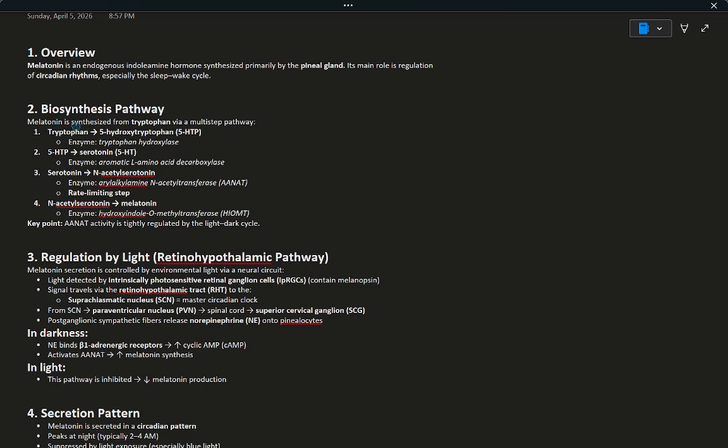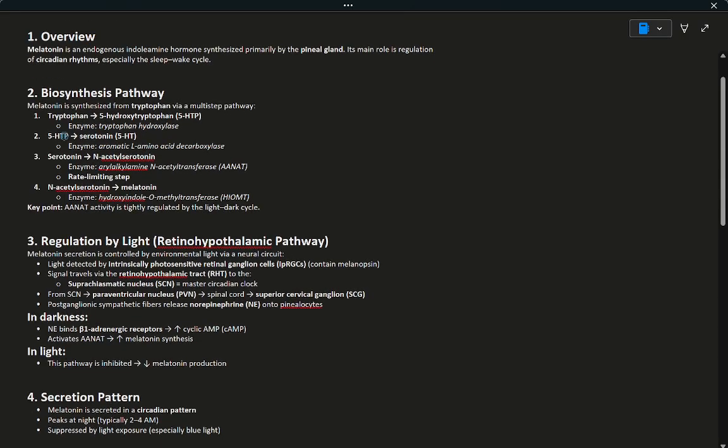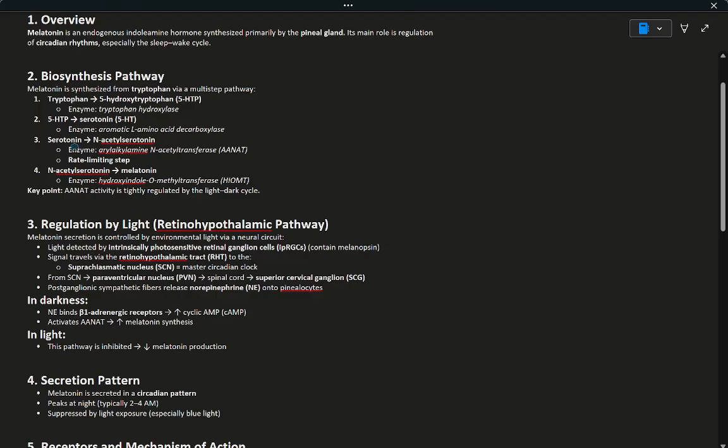So melatonin is synthesized from the amino acid tryptophan through a multi-step pathway. First, tryptophan is converted into 5-hydroxytryptophan through the enzyme called tryptophan hydroxylase. And then the 5-hydroxytryptophan is converted into serotonin, or 5-hydroxytryptamine, and this will occur through the aromatic L-amino acid decarboxylase. And then finally the serotonin will be converted into N-acetylserotonin through the enzyme called arylalkylamine N-acetyltransferase.